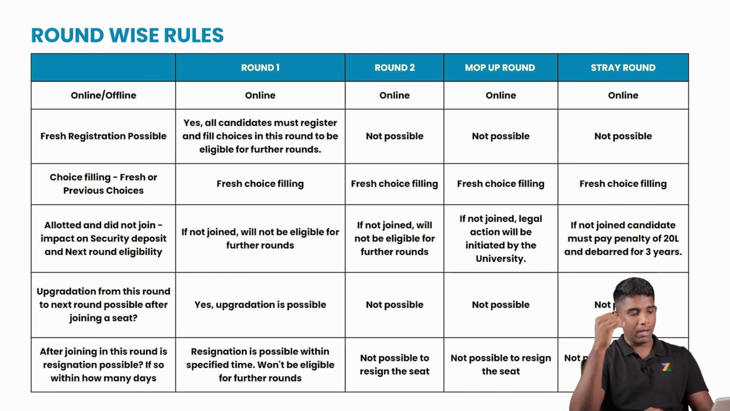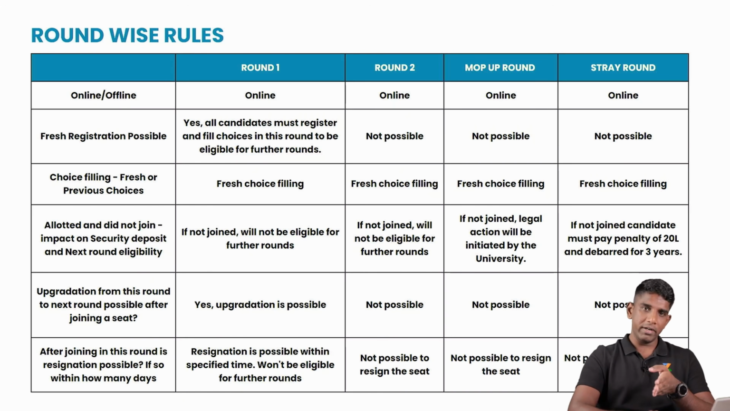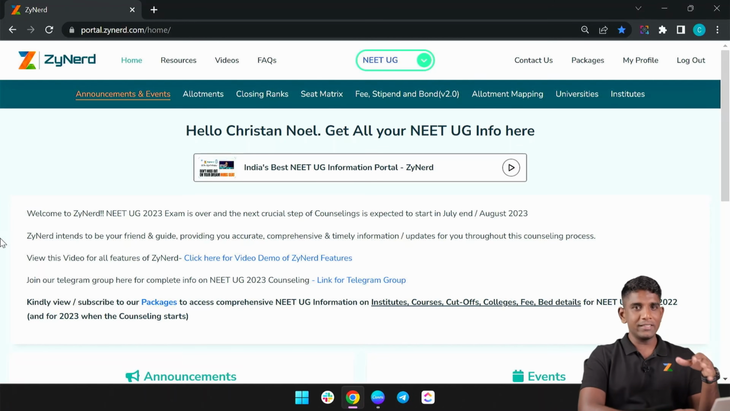Next is upgradation. There is no upgradation in the stray round because it is the last round, and in the stray round, if you join a seat, you won't be able to resign. Okay, so this completes the round-wise rules. Let's quickly go through the ZyNerd portal.